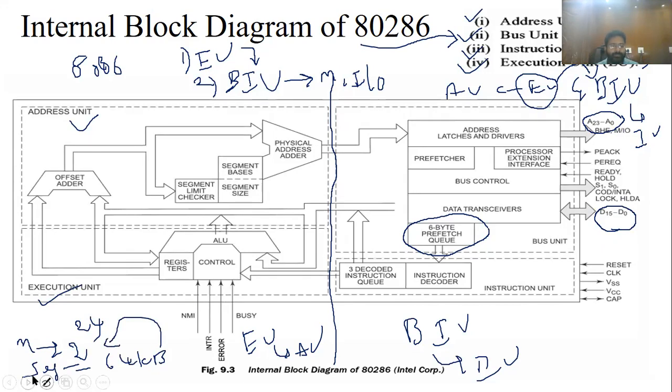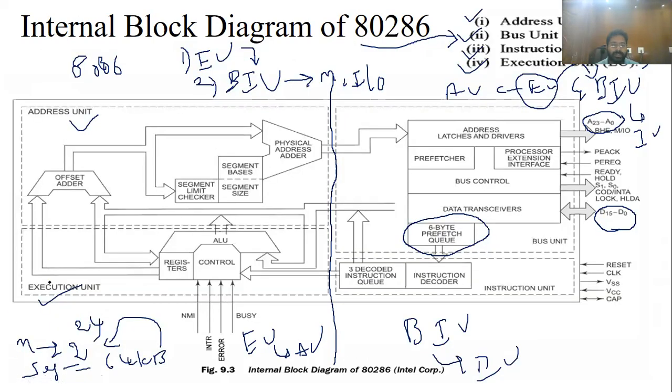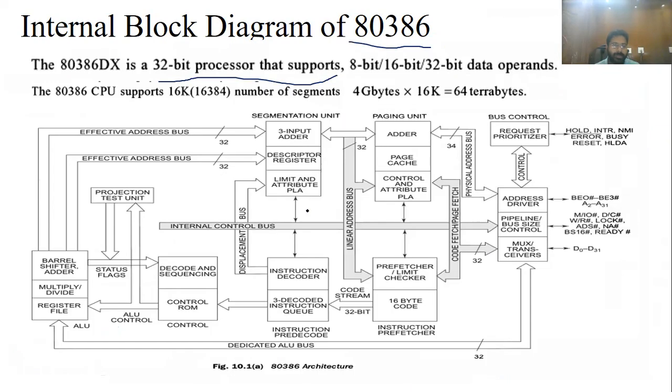Okay. So now see, another block diagram of 80386. This is also similar to the 80286. Here this is a 32-bit processor, but the 80286 is a 16-bit processor, while the 80386 is a 32-bit processor. So it can operate at 8-bit, 16-bit, and 32-bit. Whenever you want, you can use it as 8-bit data, or as 16-bit, or as 32-bit data.